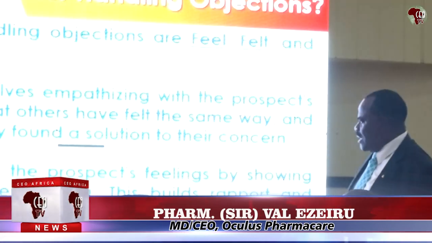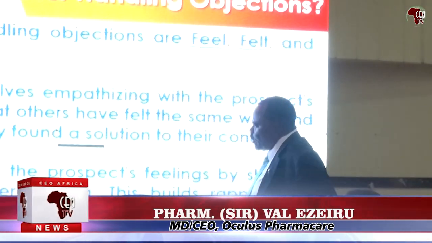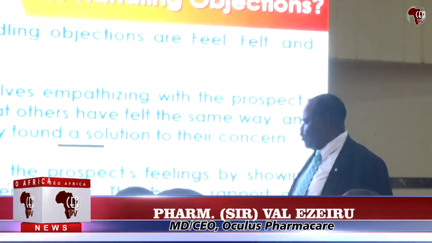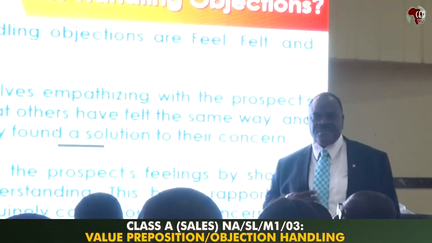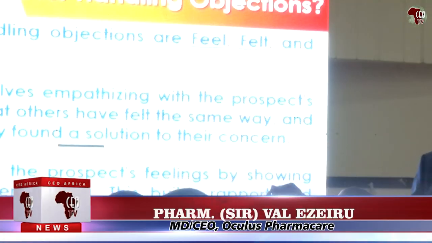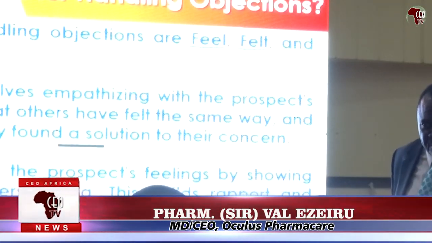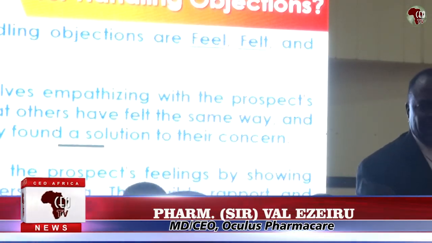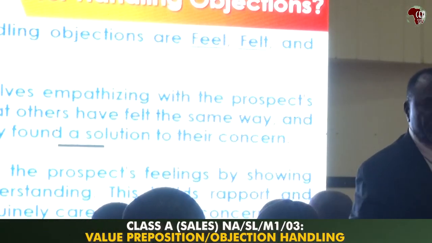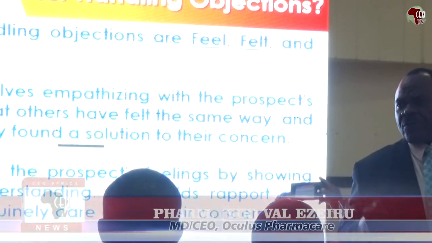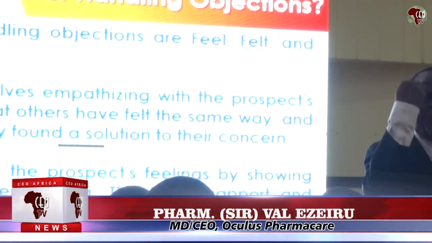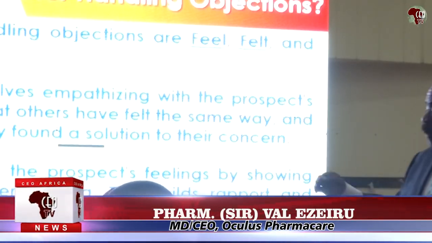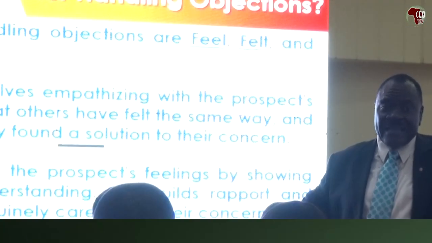Empathize and bring solutions. Feel: acknowledge the person's feeling by showing empathy and understanding. This builds rapport and shows that you genuinely care about their concerns. And we said collaboration yesterday, we said consultative. You are wanting to achieve an objective, and then you become friends, they become your friends.